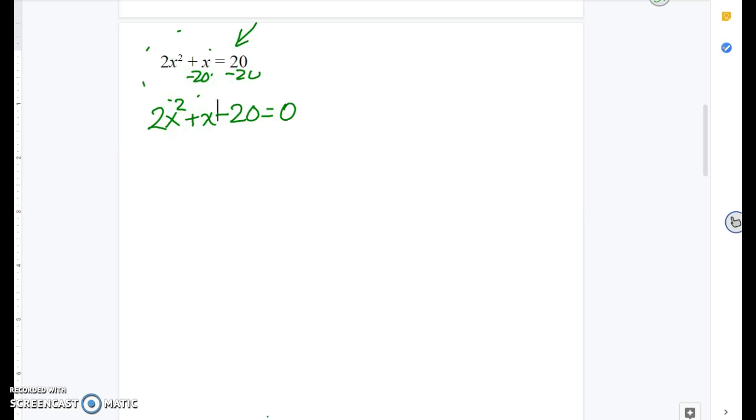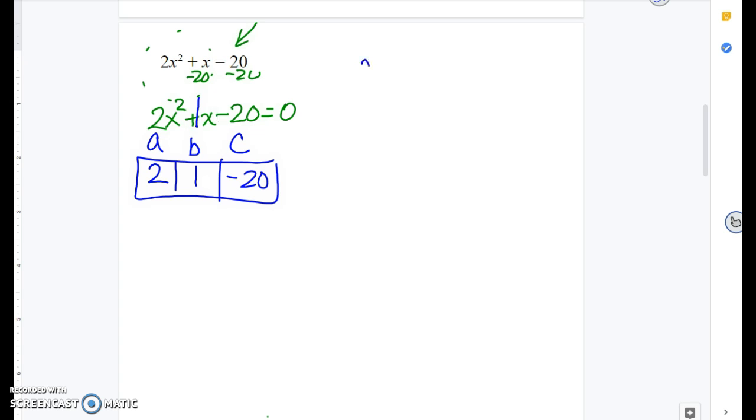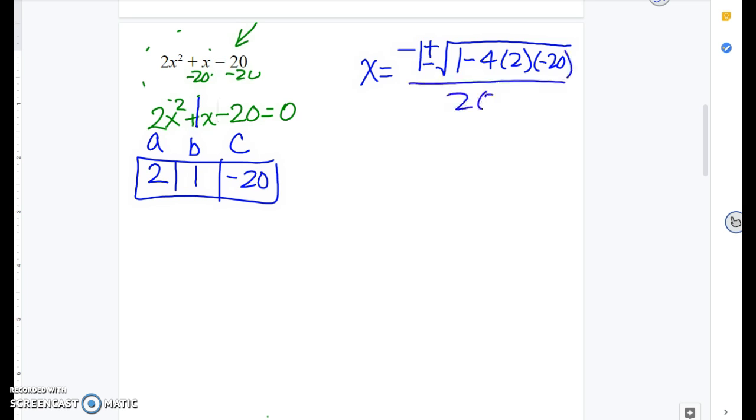And now I can do this: this is a, this is b. If I don't see it, that's b, that's c. So I end up with 2, 1, and negative 20. So when I put it into my quadratic formula, I get x equals opposite b plus or minus the square root of b squared, which is 1, minus 4 times 2 times negative 20, all over 2 times 2.